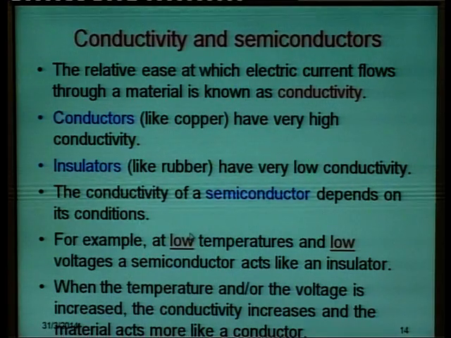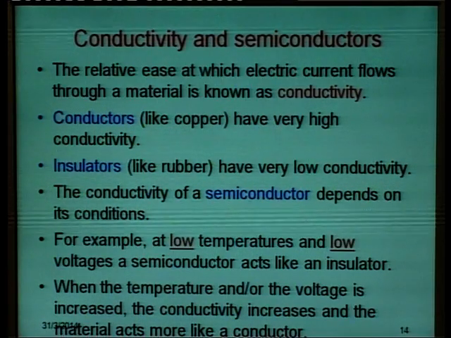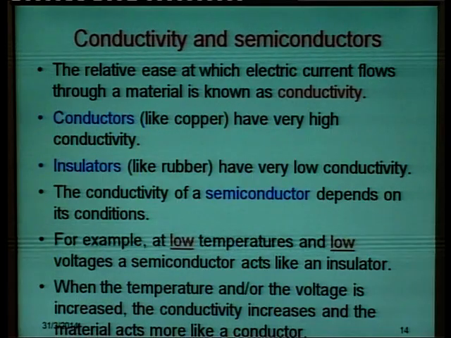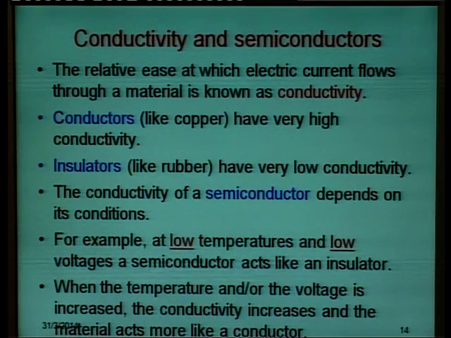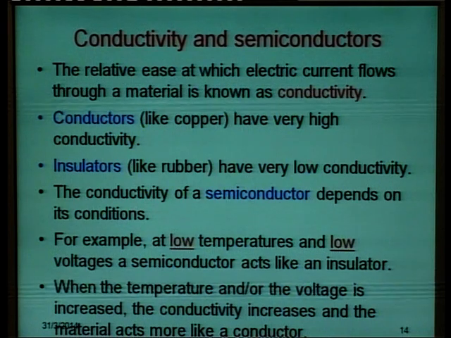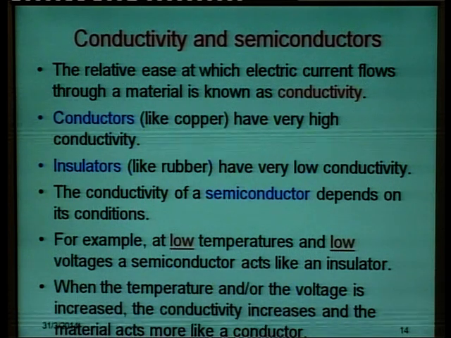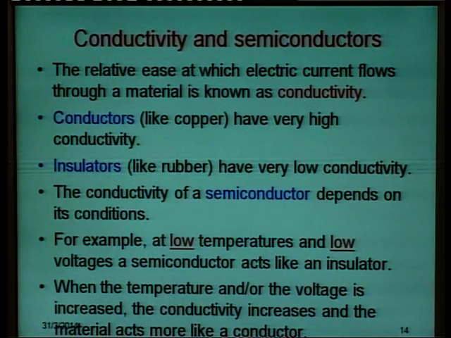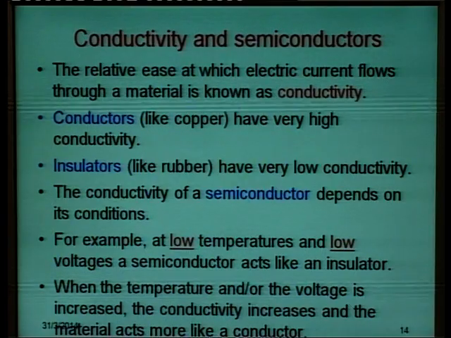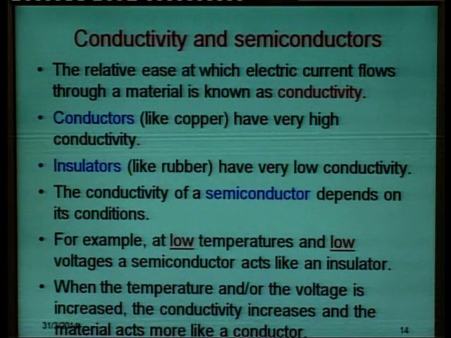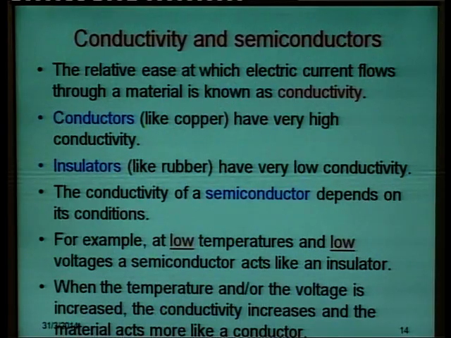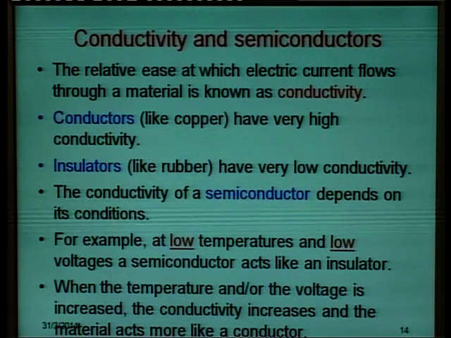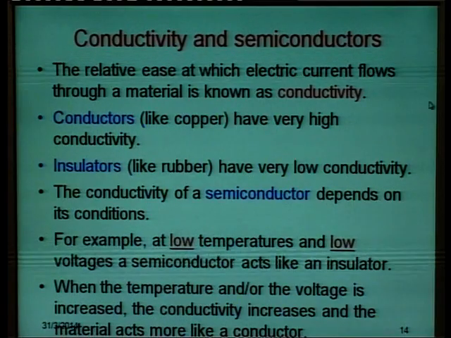Now, the relative ease with which electric current flows through a material is what is called conductivity. Conductors like copper have very high conductivity. Insulators have very low conductivity. The conductivity of a semiconductor depends on its conditions. For example, at low temperatures and low voltages, a semiconductor acts like an insulator. When the temperature and or the voltage is increased, the conductivity increases and the material acts more like a conductor.